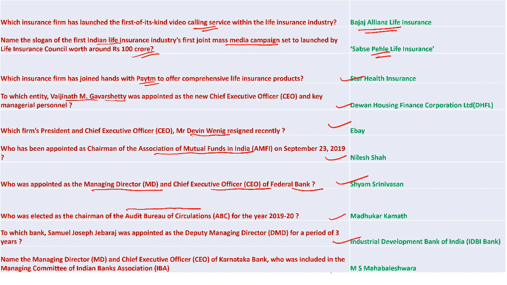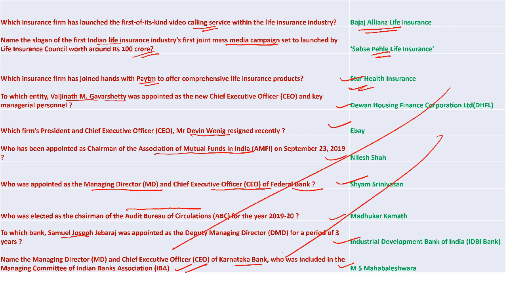Industrial Development Bank of India is the bank with which Samuel Joseph Jebaraj was appointed as Deputy Managing Director, and MS Mahabaleshwara is the name of the Managing Director and Chief Executive Officer of Karnataka Bank, who was included in the Managing Committee of Indian Banks' Association. Yeah, so other than the insurance ones, you can see they are just in the news. I hardly see them to be important.